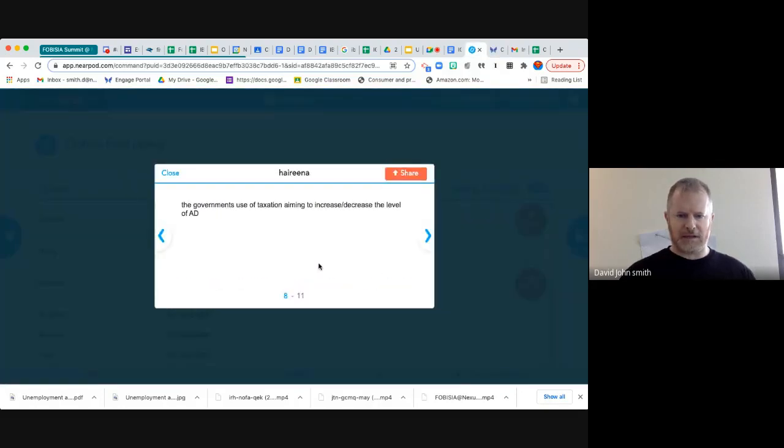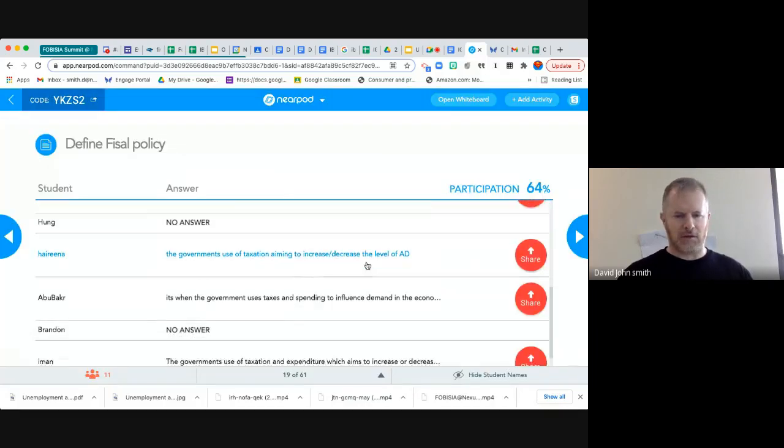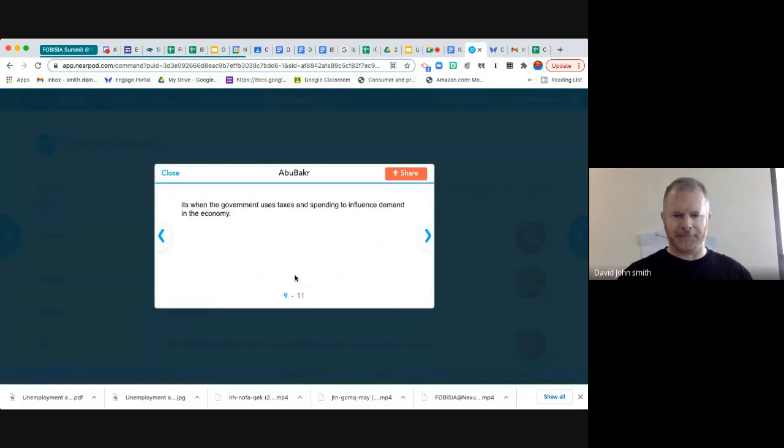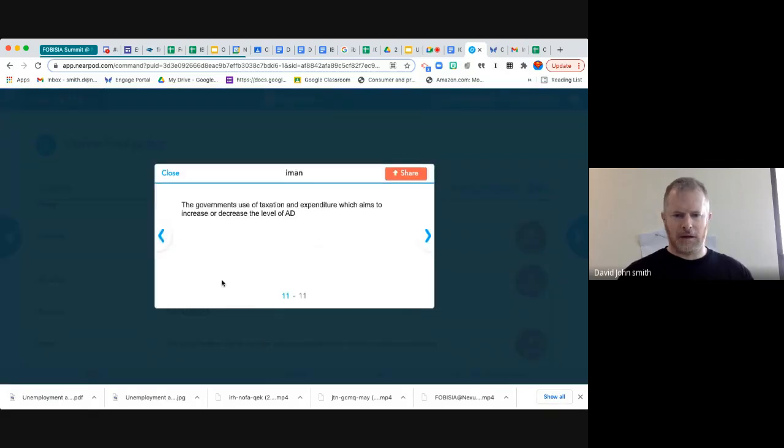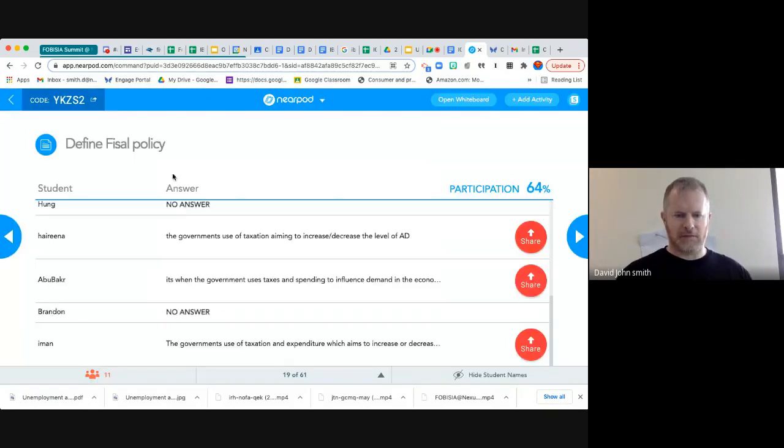Irina, government taxation aiming at the, yes, good. That's good work, Irina. However, we've only got one of the two tools here listed. So you've got taxation. It would be good to add taxation and spending, right? So it's the government spending as well that's included within fiscal policy. Good. Very good, Abu. Yeah, fantastic. That's exactly right, Emma.